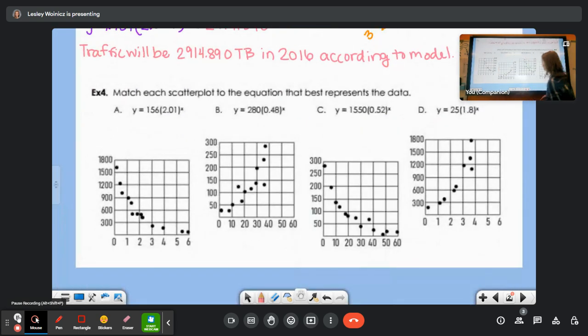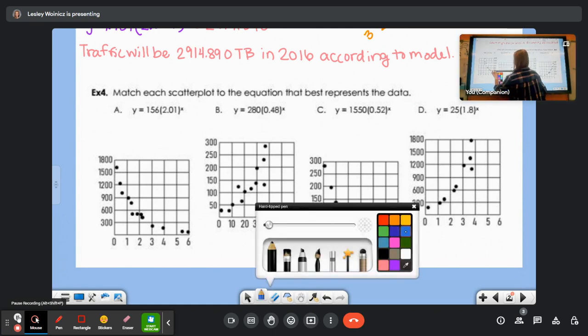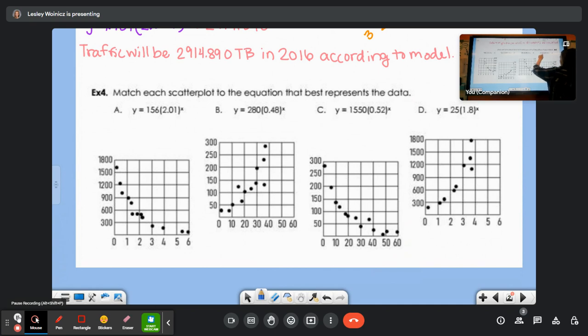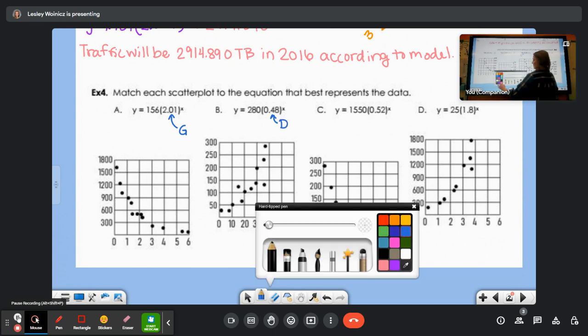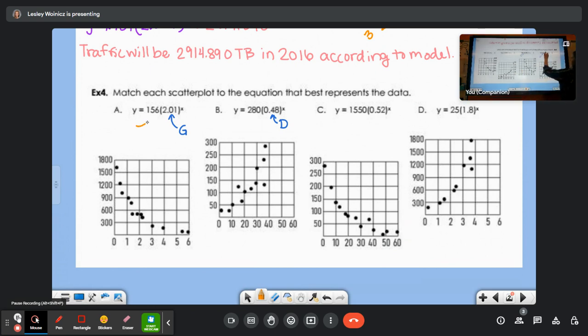We can do that. This last one is easy. You'll like this. So the very last thing we're going to do is look at these equations and match them to the scatter plot that they describe. So we have a couple of things that we know from the equations. By looking at the b value here, I can tell that this 2.01, that's growth. And looking at the 0.48, I can tell that that is decay. Also, by looking at the a values, I can tell what the y-intercepts are.